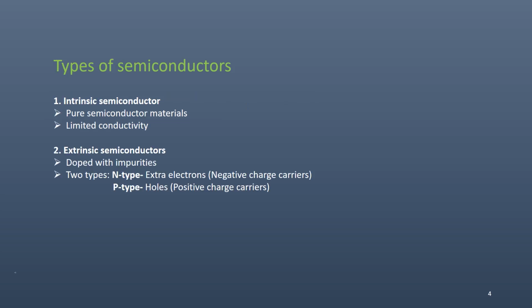Types of semiconductors. Number one, we have intrinsic semiconductors. These are pure semiconductor materials. They have limited conductivity. Number two, we have extrinsic semiconductors. They are doped with impurities. Two types of extrinsic semiconductors are N-type, with extra electrons or negative charge carriers, and P-type, with holes or positive charge carriers.